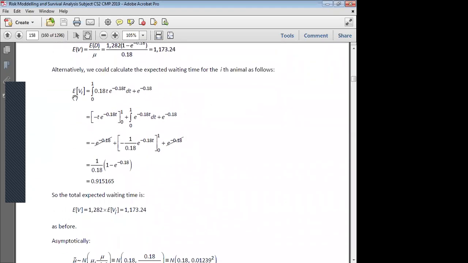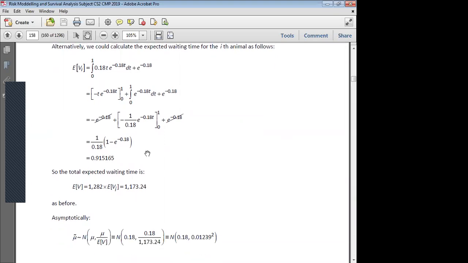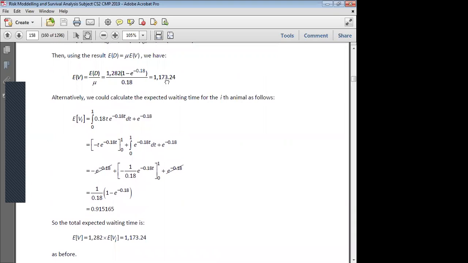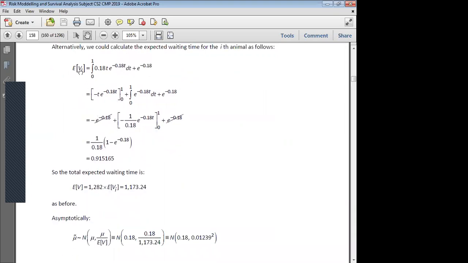Or you can also use the actual derivation of the expectation of DI, where you take into consideration the probability that this person will die. Basically the same thing that we have done previously. So here BI minus AI is what? Just 1. That is why you have e raised to minus 0.18 times 1, and you will get the same answer. Oops, no. This is expectation of VI again.